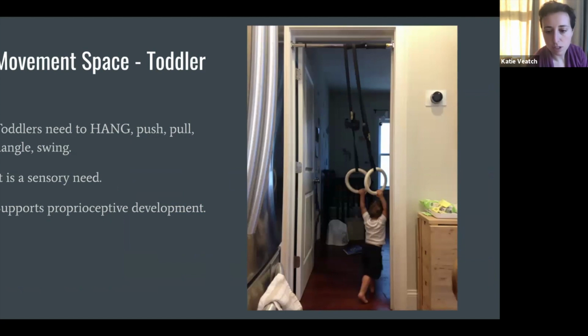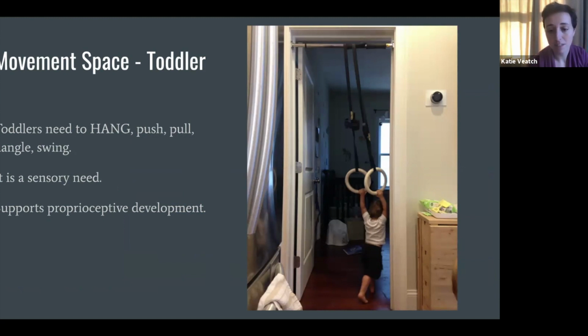I highly recommend rings. This is a hard sell for a lot of people. Rings are amazing. Toddlers need to hang. This is a physical need. And if we don't provide it, you're going to see them taking it. They're going to pull hair. They're going to push.